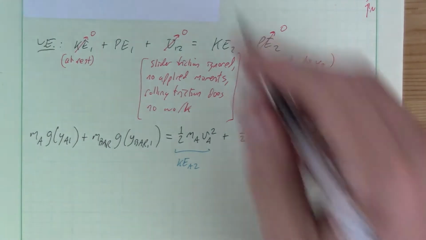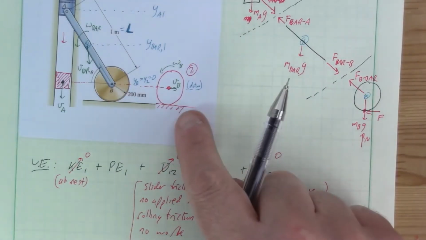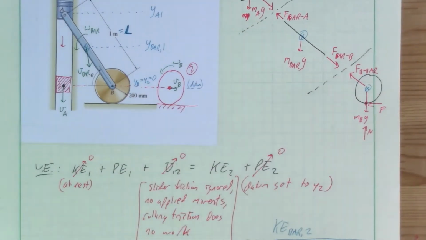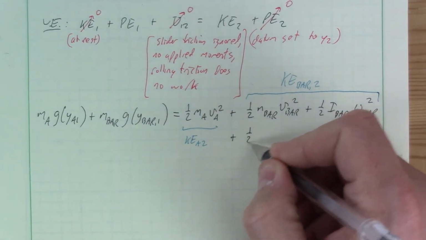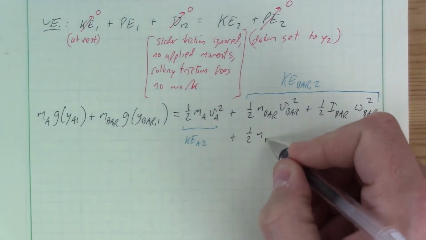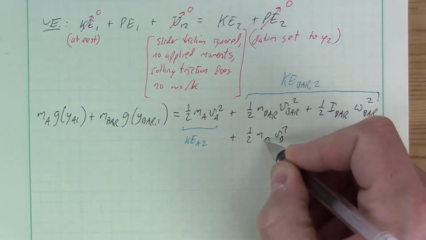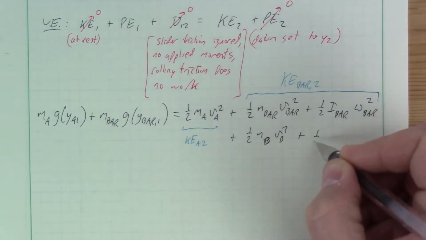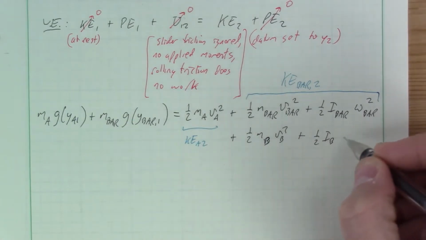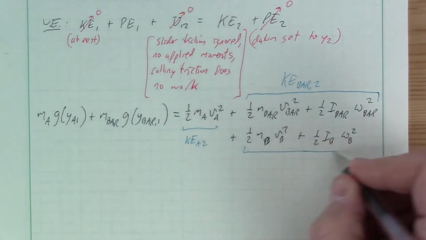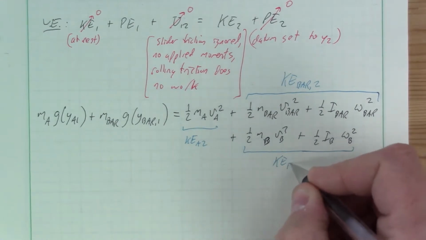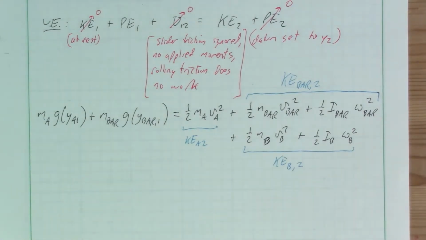These two combined are the kinetic energy of the bar at state 2. And then we've got similar terms for the wheel. In general, it could be rolling and translating, which is what disks tend to do. So this has 1/2 m of B vB squared plus 1/2 I about its center of mass omega B squared. And this is the kinetic energy of B at state 2.